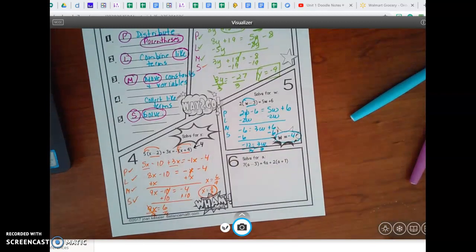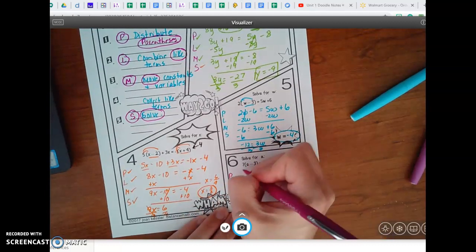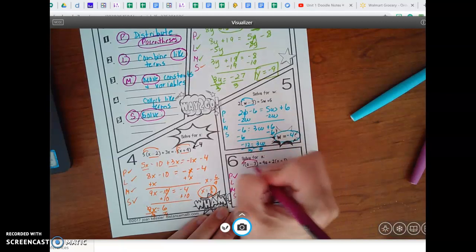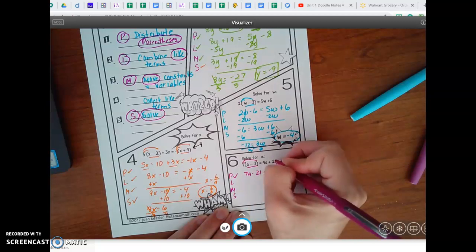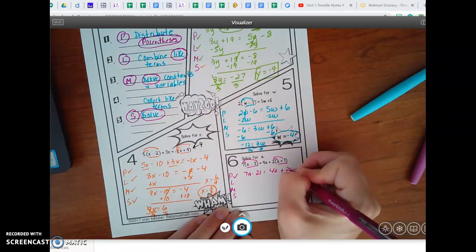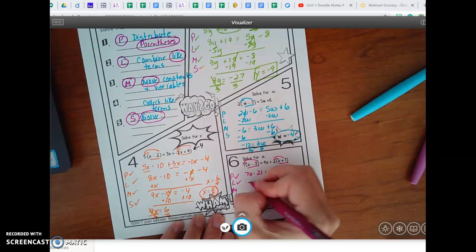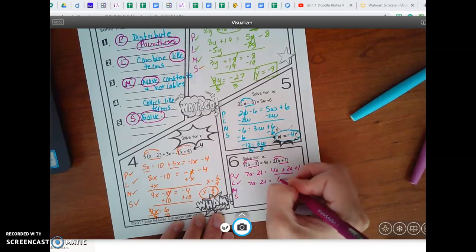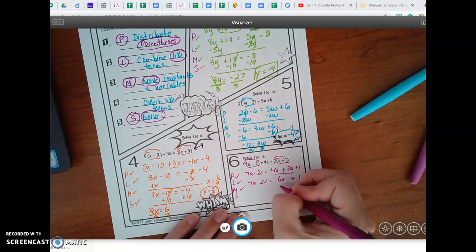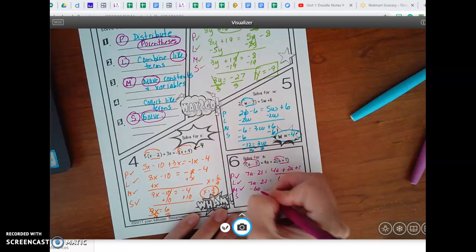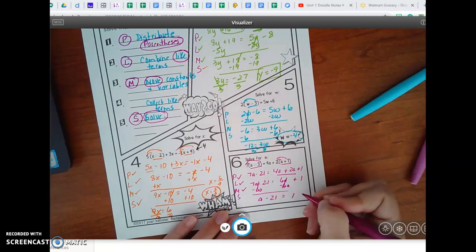All right, and last but not least, number 6. Again, your PLMS. So I'm going to start with my parentheses to get 7a minus 21. The 4a comes down, and then I multiply by 2 to get 2a plus 1. So that's my parentheses. My like terms are right here. So I have 7a minus 21 is equal to 6a plus 1. Then I'm going to move my variable. I've got 7 and 6. 6 is smaller. So now I have a, or 1a, minus 21 is equal to 1.